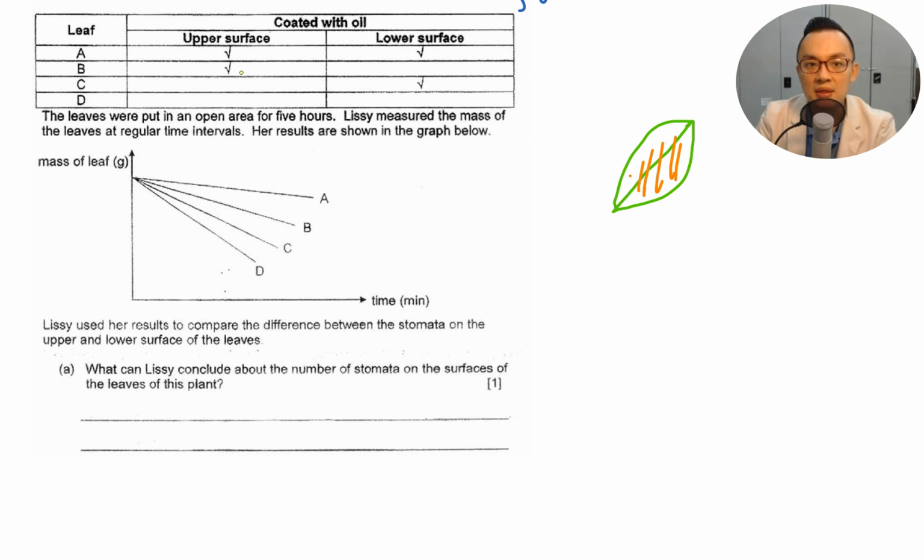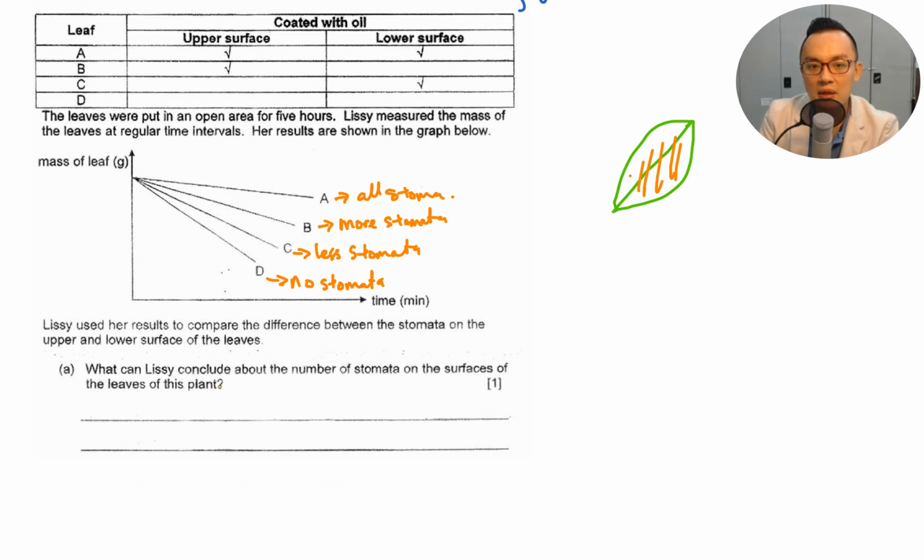So B is upper surface covered, lower surface not covered, and it's the second highest. So for this particular plant, there will be more stomata on B, and C, the lower surface, has less stomata covered, and D has no stomata covered, and A has all stomata covered. So what can Lizzie conclude about the number of stomata on the surfaces of the leaves of this plant?